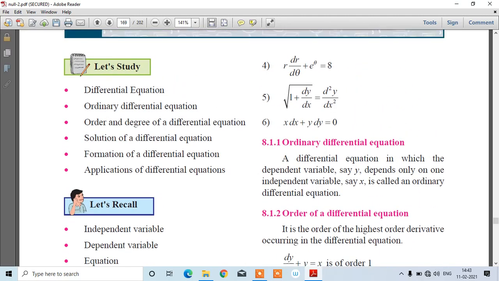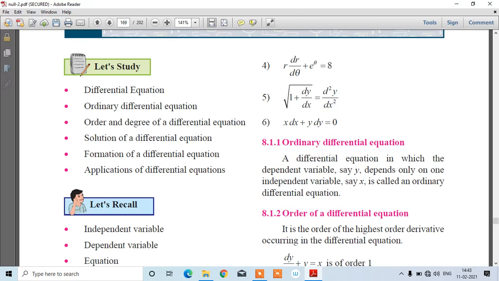Similarly, another example, the fourth one, is r into dr by d theta plus e raised to theta is equal to 8. Here r depends on theta, just like y depends on x. Here the derivative dr by d theta is included, and that's why r into dr by d theta plus e raised to theta is equal to 8 is also a differential equation. Similarly, the fifth one is root of 1 plus dy by dx is equal to d square y upon dx square. This is also an example of differential equation.